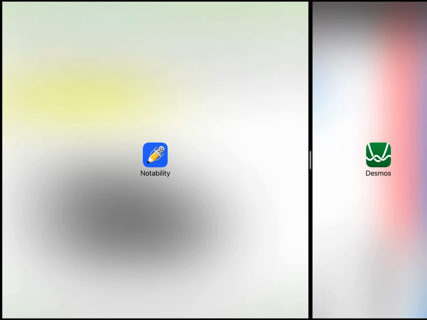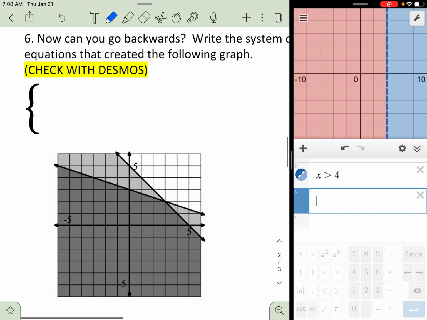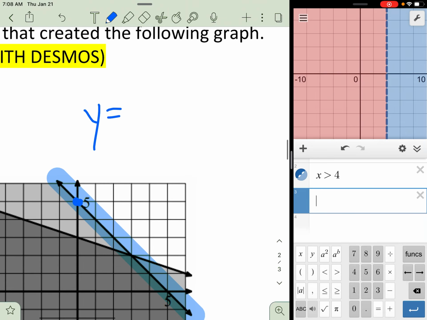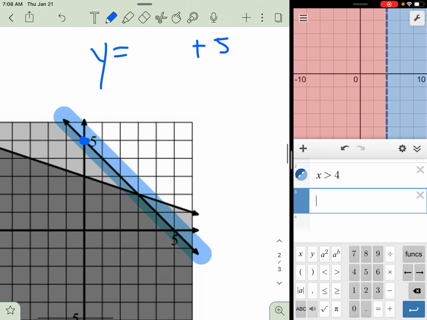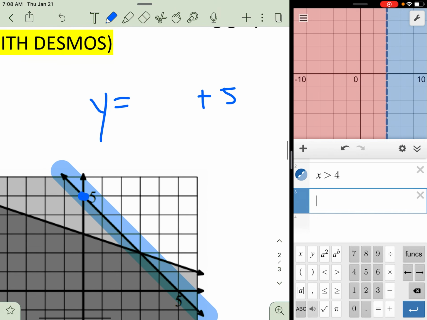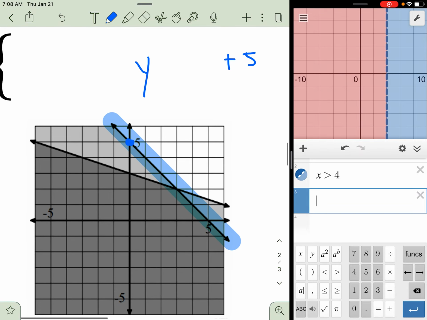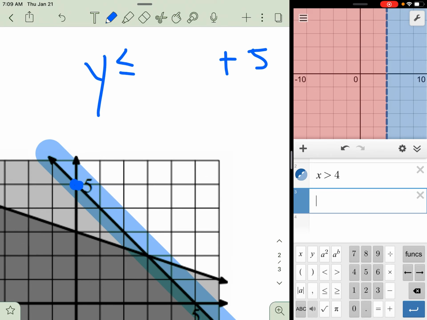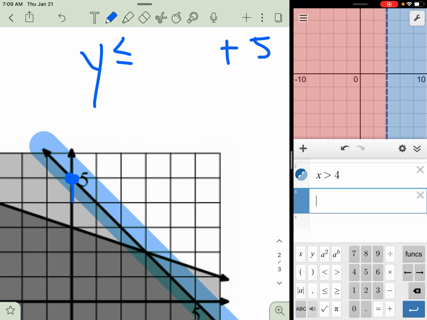Now, can you go backwards? Write the system of equations, create it with this graph, and then check your answer with Desmos. So let's look at this blue line. It starts at a positive 5, so if we write it in slope-intercept form, y is equal to plus 5, right? Also, there's a shading, so that means it's got to be an inequality, because it is shaded, and it's shaded below, which means it's less than.